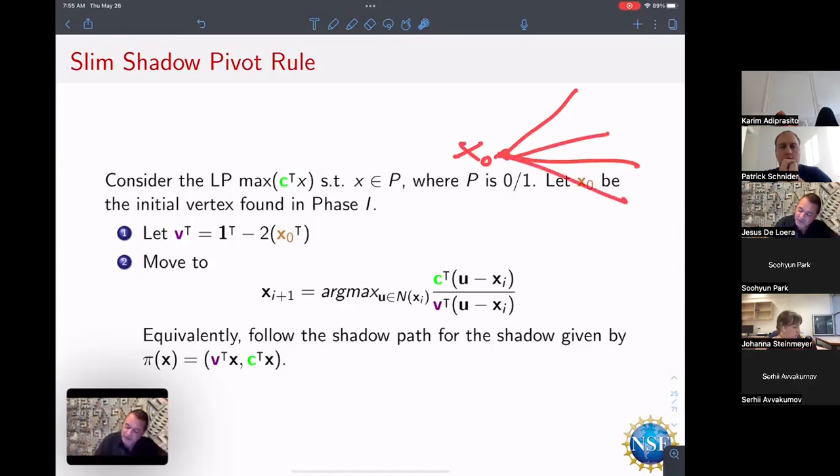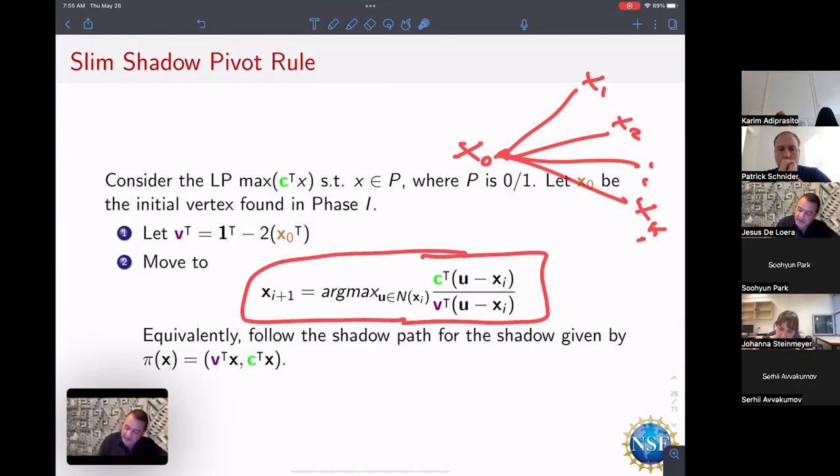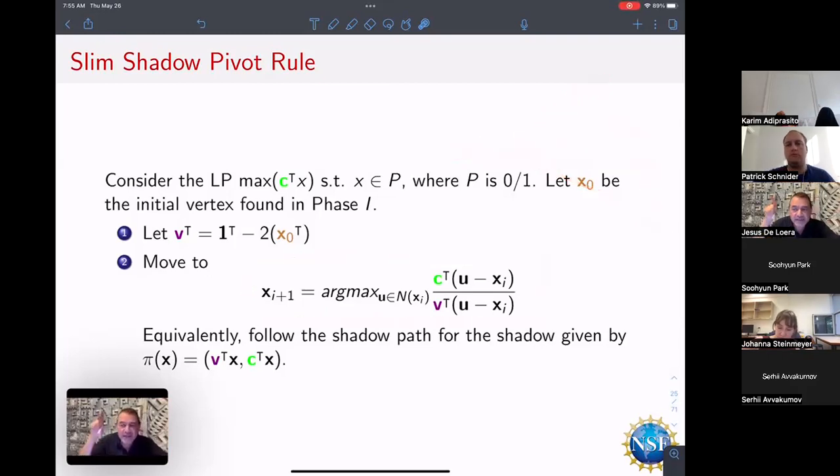How do I choose them? Well, you have this x1, x2, etc. that you can choose to move, and then I have to choose according to this rule. So of all the possible edges, I choose the one that minimizes the slope of the C transpose divided by B transpose applied to the edge.